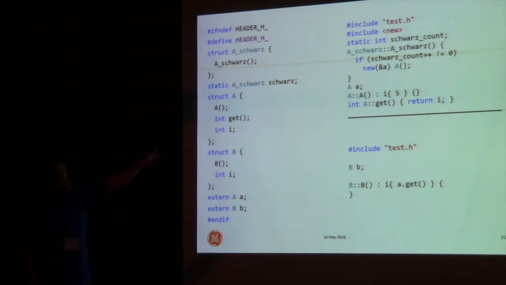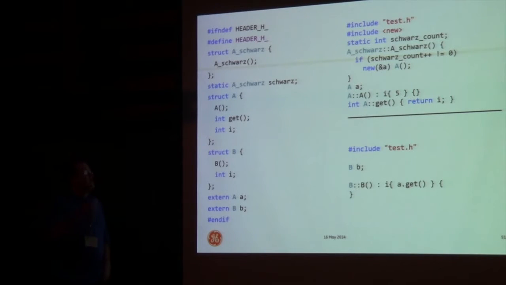So in the translation unit where we define the Schwartz counter, we have a global int, and you can do it without the global, but this is the way I'm doing it. In this case, static, so nobody else uses it but our translation unit. And then in the constructor, we increment, we check for 0 so that we only initialize it once. If we started out at 0, we do a placement new on A, and that's all the constructor does. A has a constructor, just sets it to 5, we're fine.